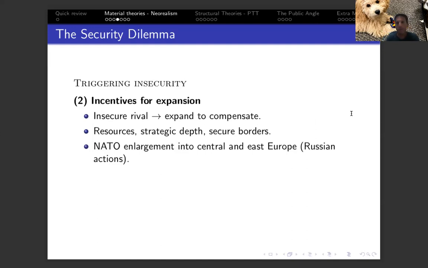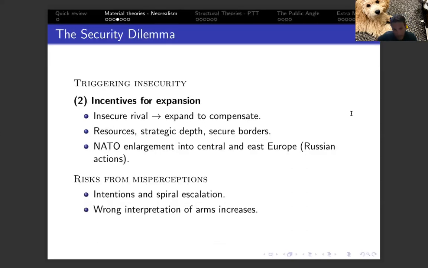Now, I talked a little bit before about the signaling of intentions. I want to get back to that for a minute, talking about misperceptions in the context of the security dilemma. The way that my actions are viewed by my adversary matters for how likely it is that the security dilemma is going to be severe and lead to these kinds of escalations.